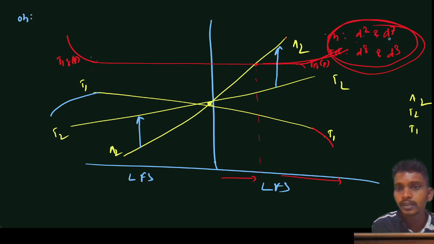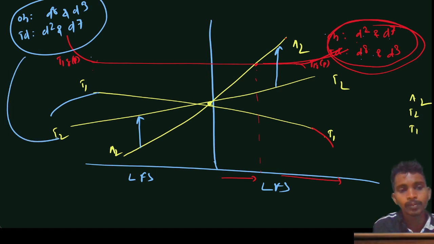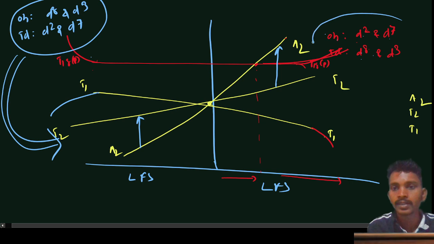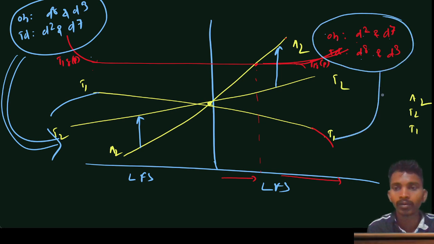This is that d2 and d7. So for the octahedral case it will be d8 and d3, and tetrahedral will be d2 and d7. If this type is there, then this type will be followed. And if this is there, this will be followed. This transition will be the delta T. For this case, this is the delta T.